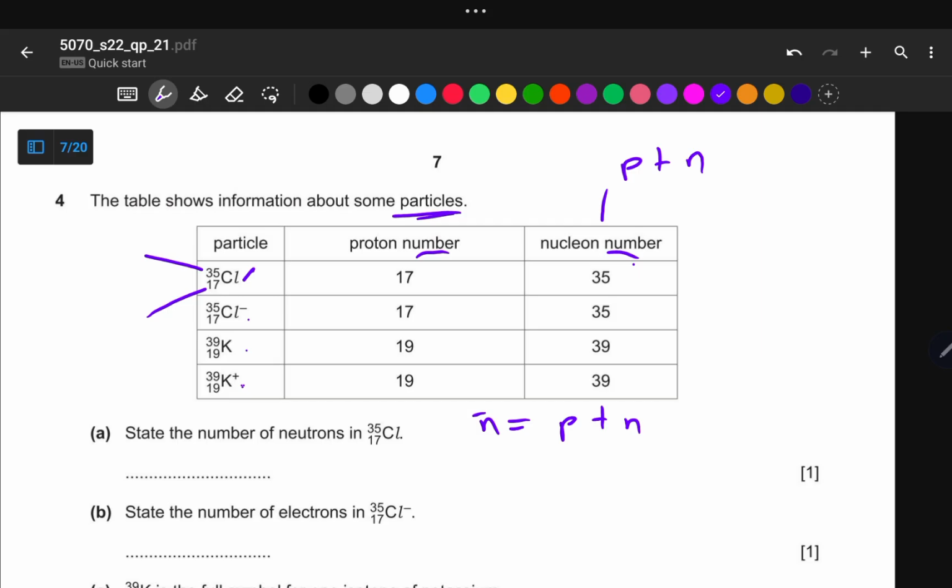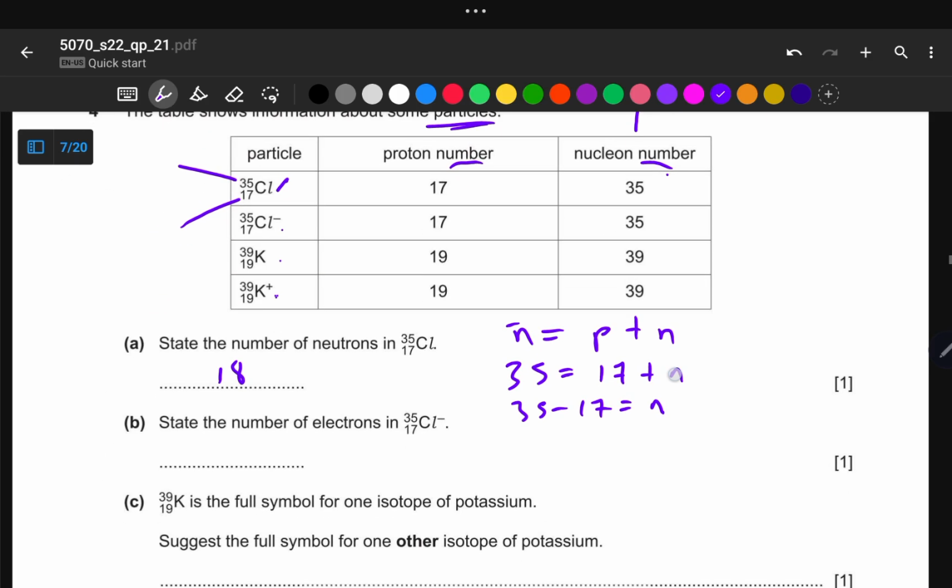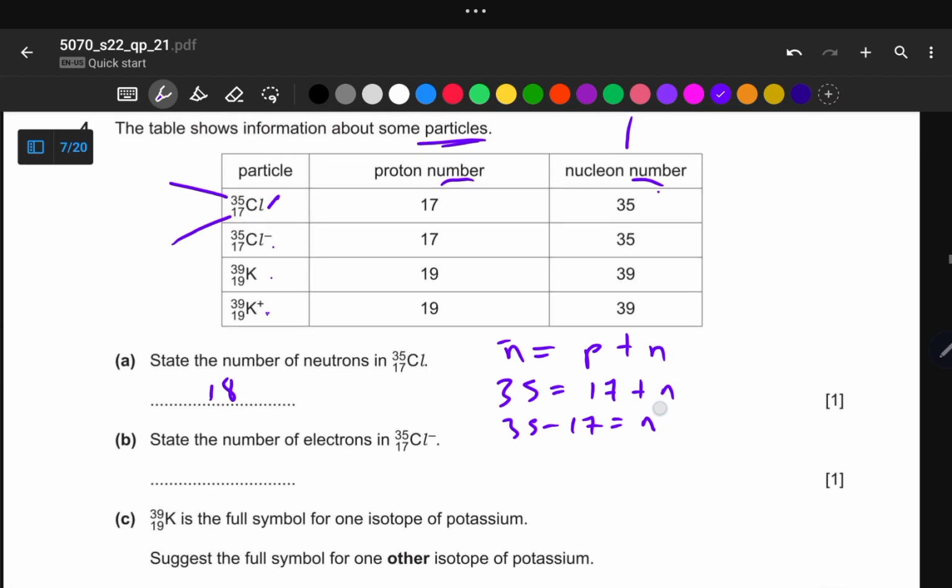So N naught, 35, is equal to P, the proton number 17, plus N, the unknown, the number of neutrons. So it's 35 minus 17 to give us N. We can simply go straight to our calculator. 35 minus 17, we are going to have 18 here. Are we together? And we are now moving on to the next part of the question: state the number of electrons in the chloride ion.